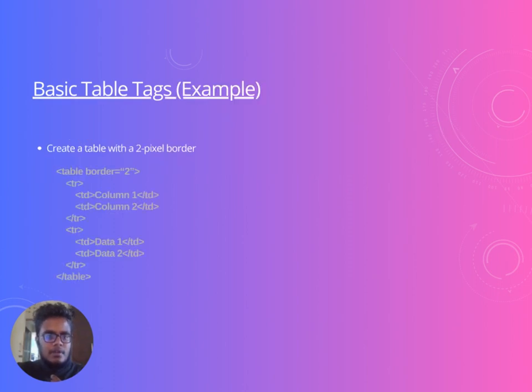Then the basic table tags example. Create a table with a 2 pixel border. Table border, tr, column 1 and column 2, and in the td we enter the data. Data 1 is entered in column 1 and data 2 is entered in column 2 here, and this is the code for creating a table with column 1 and column 2.